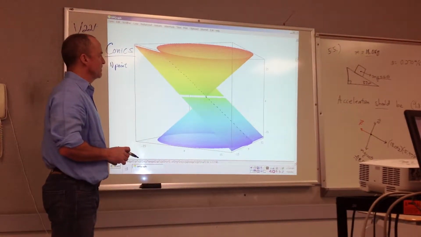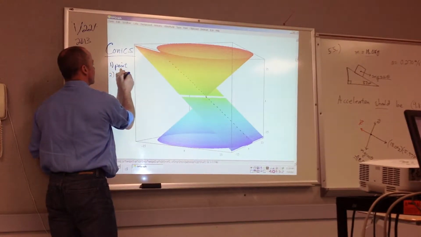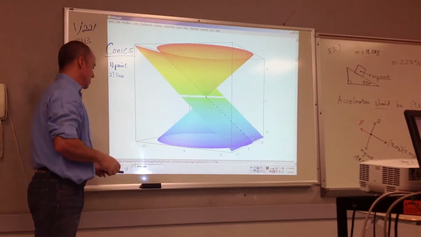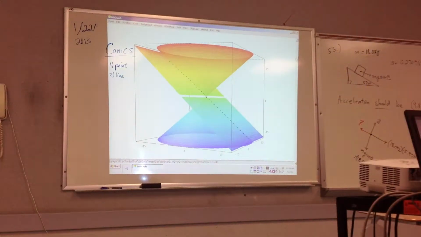Can you guys see that? All right, so your second conic is actually just a straight line. What's the actual definition of a conic? We'll get to that in a second. I mean, it's the intersection of a plane and a cone, but it's so much more.